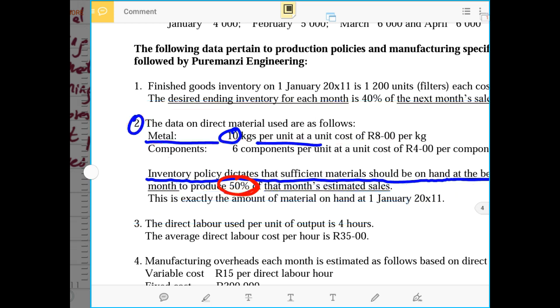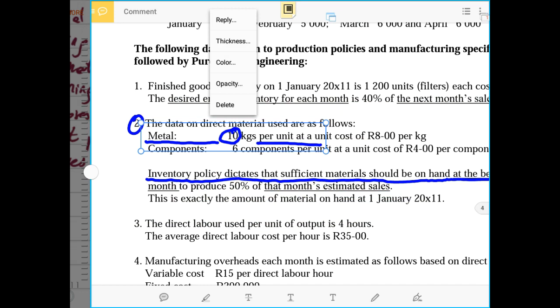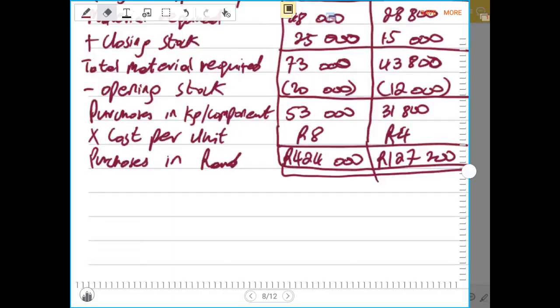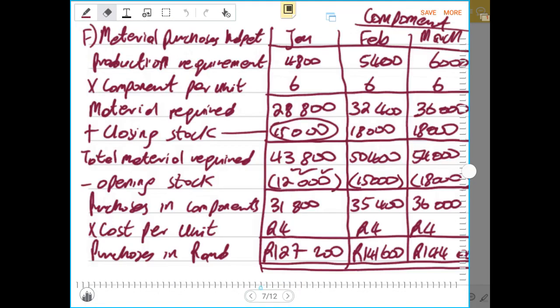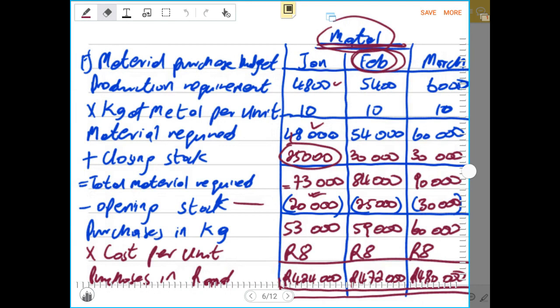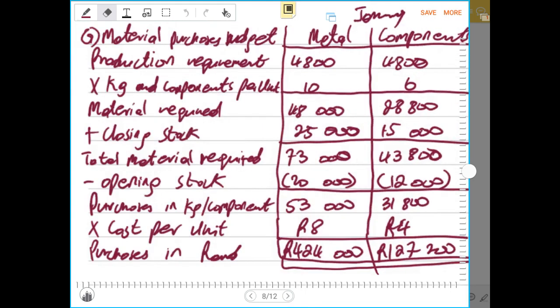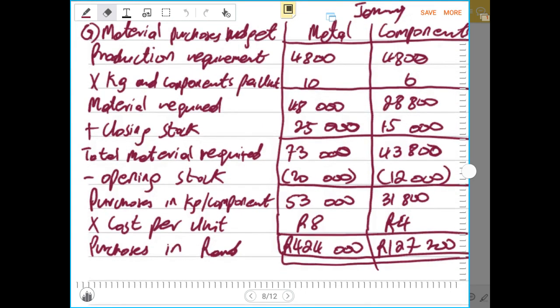So now either way it will be asked, you'll still manage to do the calculations, because I've done it in different ways. In the first one, in the case of the metal, I did the material purchases budget only for the metal for 3 months. Then I did the material purchases budget only for the components for 3 months. Then I did the material purchases budget only for 1 month for both materials, which is material A and material B. So now this is what we come up with.